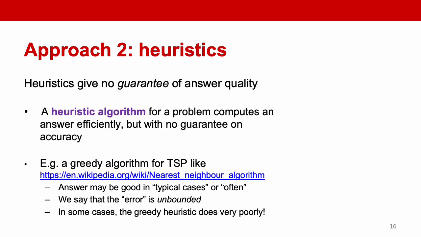The other approach is heuristics, which is just fancy guessing. Heuristics don't give a guarantee of answer quality. It computes an answer efficiently, but no guarantee on accuracy. So you get some answers and, I don't know, maybe it's okay. So there are greedy algorithms for TSP, like nearest neighbor. It might be just the case that on average, it ends up doing a good job. But the error is actually unbounded. And there are these pathological cases where the heuristic does very poorly.